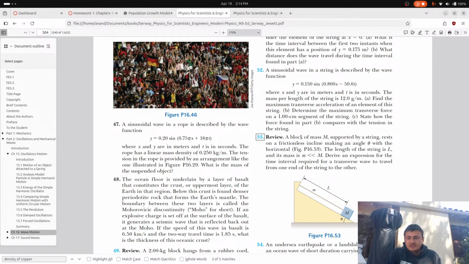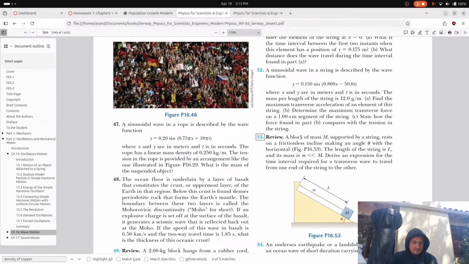A block of mass M is supported by a string and rests on a frictionless incline making an angle theta with the horizontal. The length of the string is L and its mass is much less than the mass of the block. Derive an expression for the time interval required for a transverse wave to travel from one end of the string to the other. Okay, that's pretty simple.